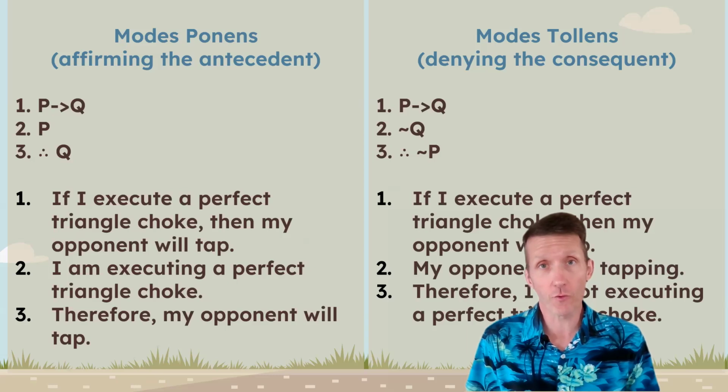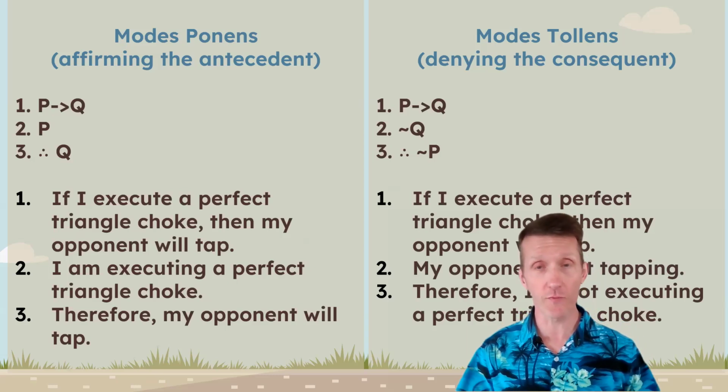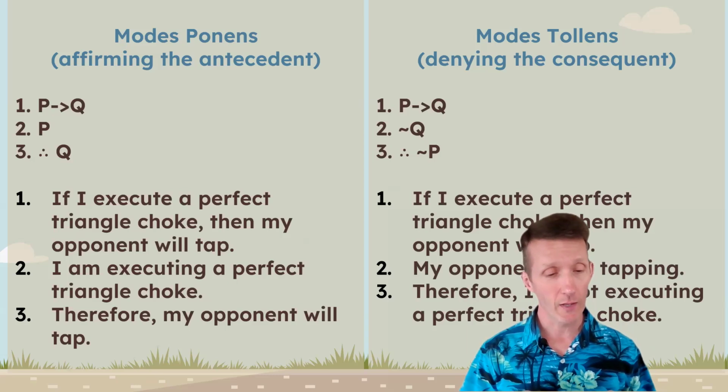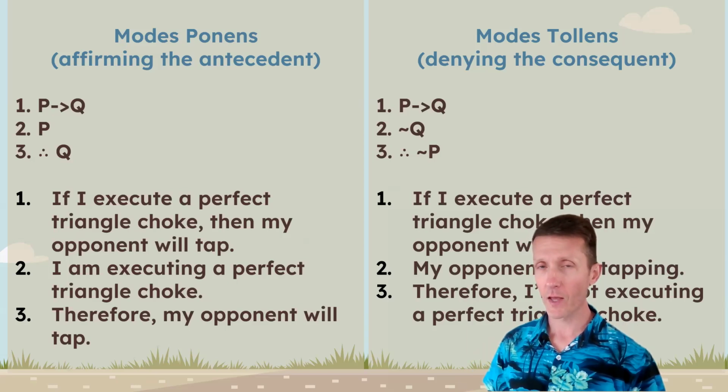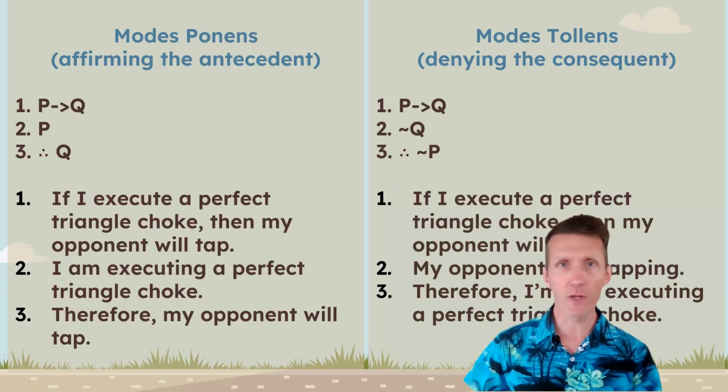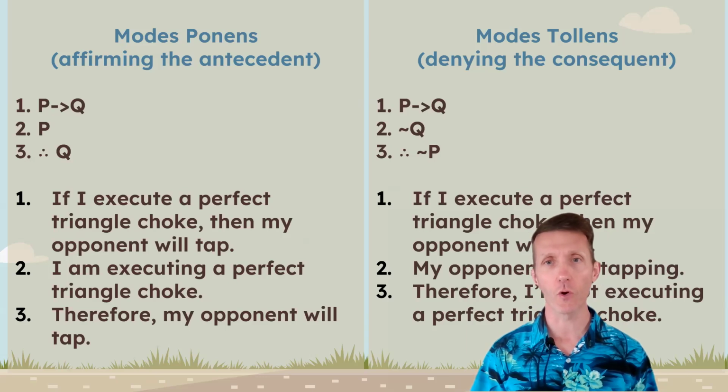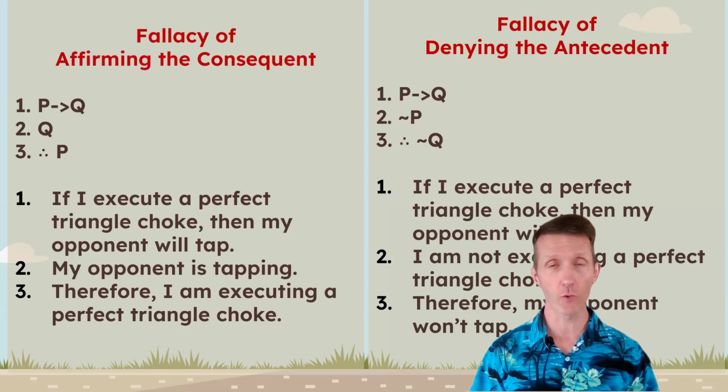If those premises were true, the conclusion would have to be true, because if you've got that conditional that says, look, if you have P, then you'll have Q. If you execute this perfect choke, then your opponent will tap. And if they're not tapping, that means you must not be executing that choke perfectly. And remember, this is just based on the form, the structure. That's all you're looking for in validity.